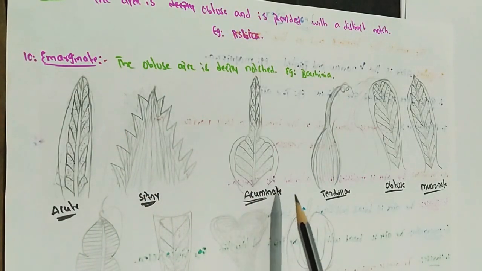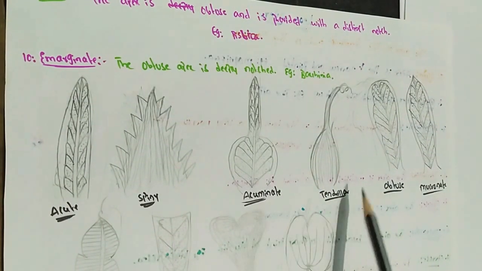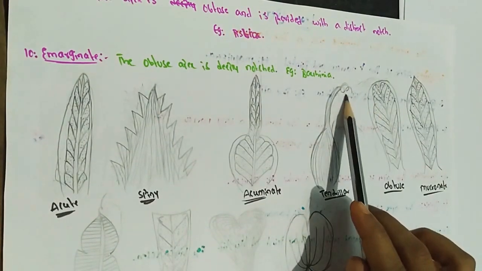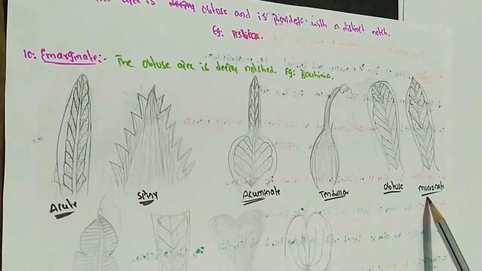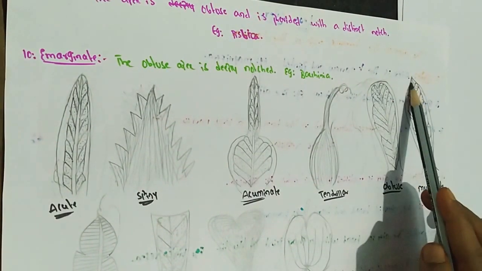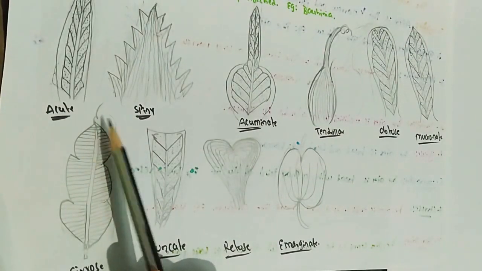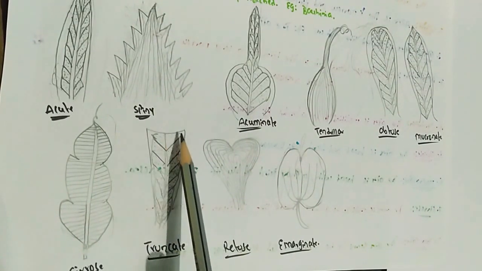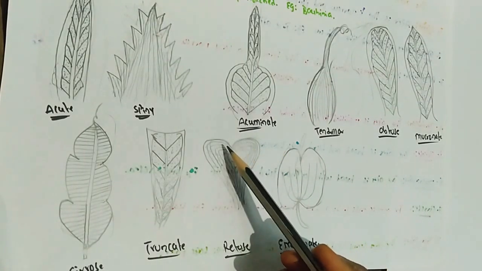Next, acuminate. The apex is drawn out like a tail structure. Next, tendrilar. The apex is modified into a tendril. Next, obtuse. Apex is broad and blunt. Next, mucronate. Sharp pointed at the tip. Cirrhose. Fine thread-like structure at the apex. Next, truncate. At the apex, it is abruptly cut across. Next, retuse. Here, it is notched and it is obtuse.